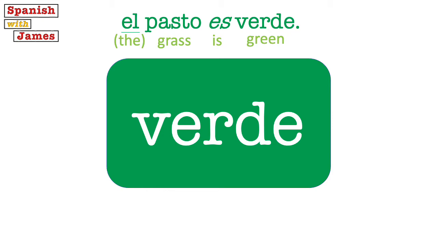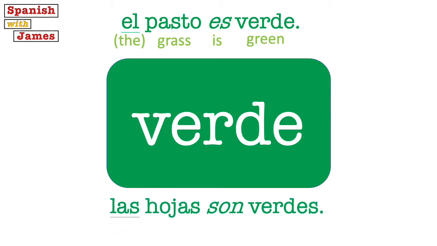But for some plural nouns like hojas, so the leaves, las hojas son verdes. We need to remember to change es to son, so is goes to are, like in English, and then we just add an s to show that it's plural. Las hojas son verdes. So this one, it can only be verde or verdes, just two different ways.